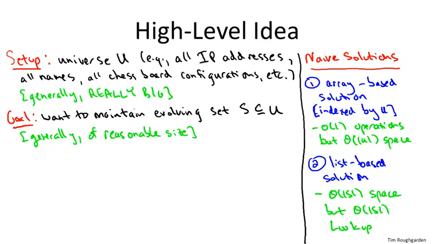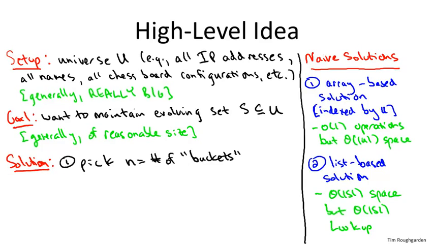On the one hand, we want to have the constant time operations enjoyed by the array-based solution, but on the other hand, we want to have the linear space in the size of the set that we're storing that we get in the list-based solution. So to get the best of both worlds, we are going to use an array-based solution, but the array will not be big. It will not have size proportional to the universe. The array will only have size roughly the same as the set that we're storing, so somewhere in the ballpark of the cardinality of S.